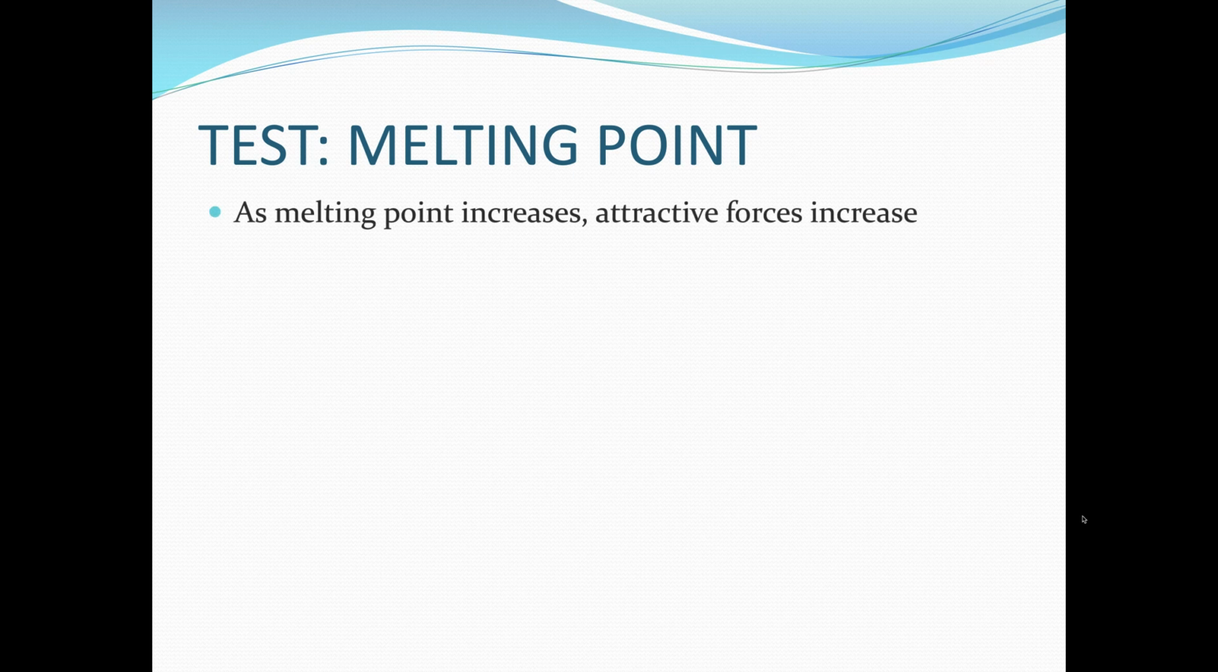First test, melting point. As you increase the melting point, the attractive force increases. So a substance with a low melting point will have weak attractive forces, and a substance with a high melting point will have strong attractive forces. Ionic solids have fully positive and fully negative ions attracting each other. Full charges are very strongly attracted, leading to high melting points for these ionic solids. For example, salt melts at 1074 Kelvin.